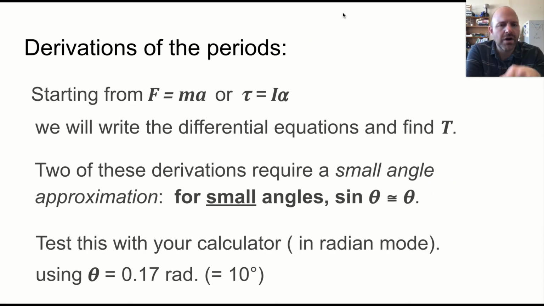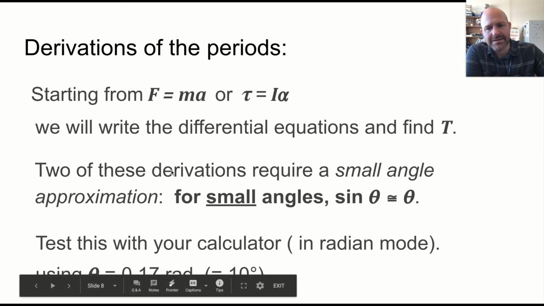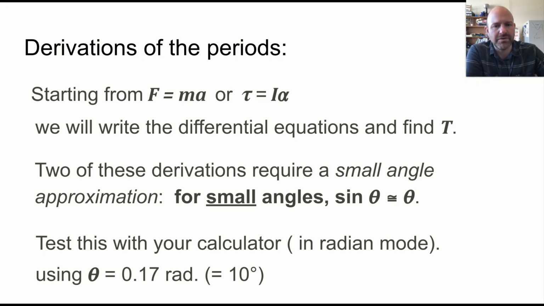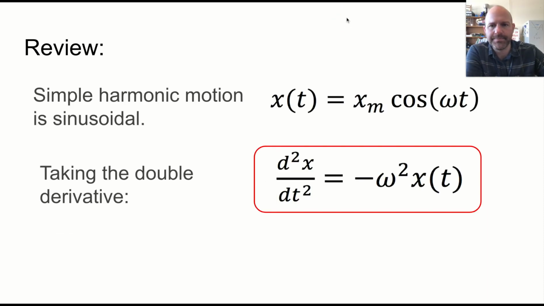So we're going to start with F equals ma again, or torque equals I alpha. We'll write down the differential equations. We're going to do a small angle approximation when appropriate, and we can test it. The basic idea is that in radians, the sine of an angle is about the same as the angle. About 10 degrees is a good example. If you do the sine of 0.17 radians, you get about 0.17.